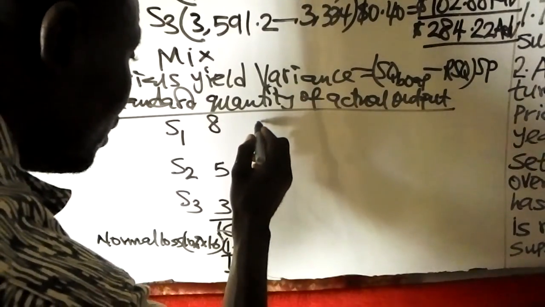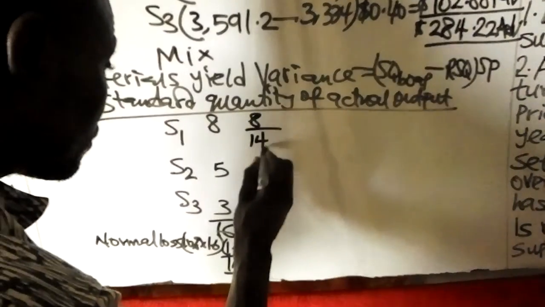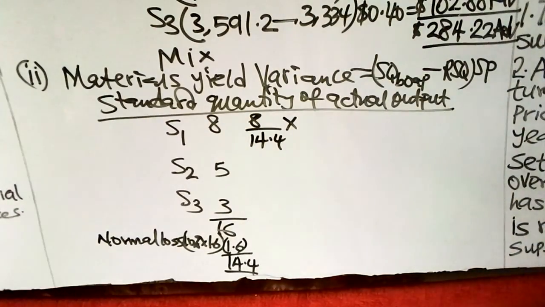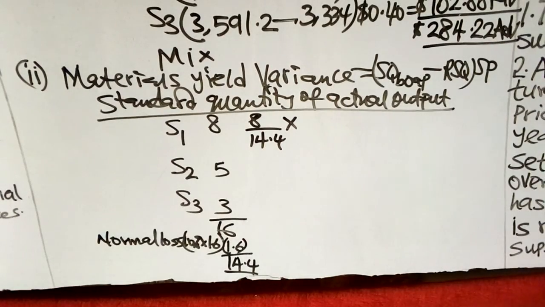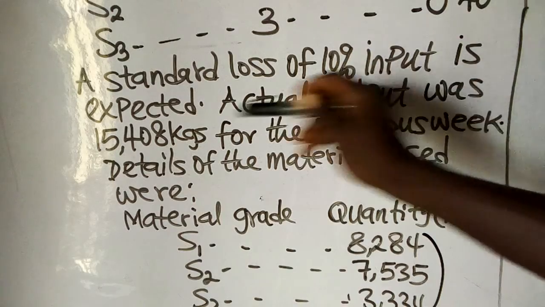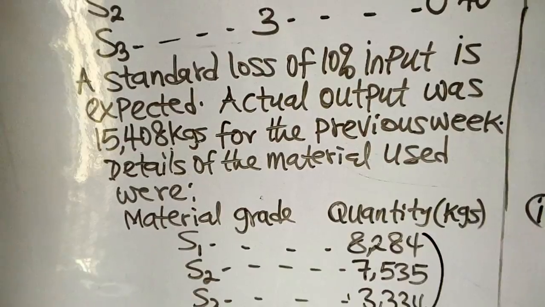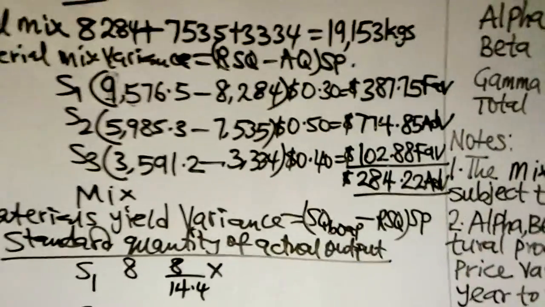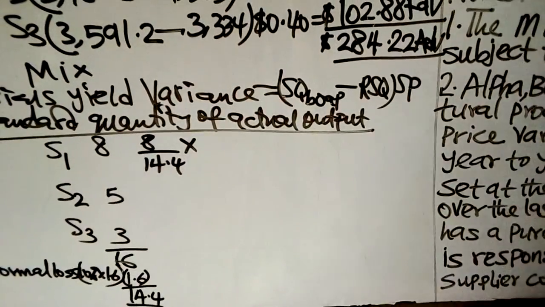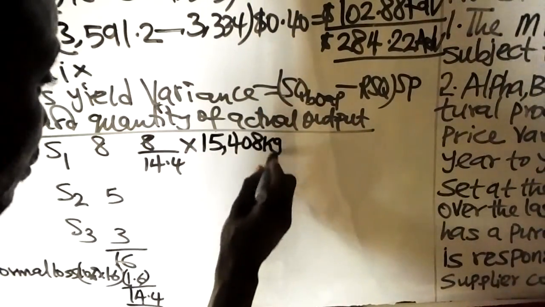So the standard quantity based on actual output for S1, we have 8 over 14.4 multiplied by, what is the actual output? Actual output was 15,408 kgs. This is the actual output, 15,408. Now we have times 15,408 kgs.